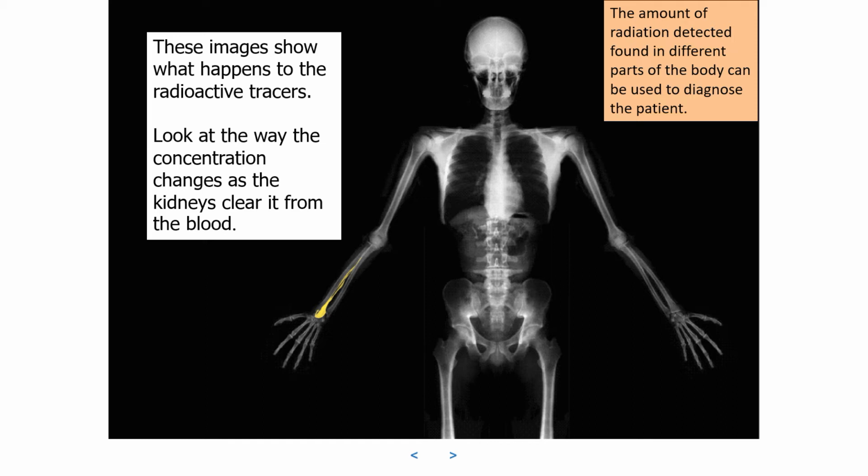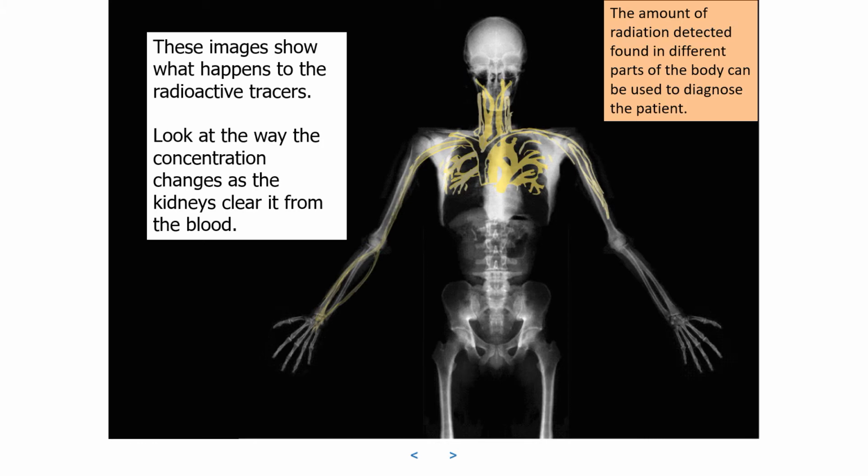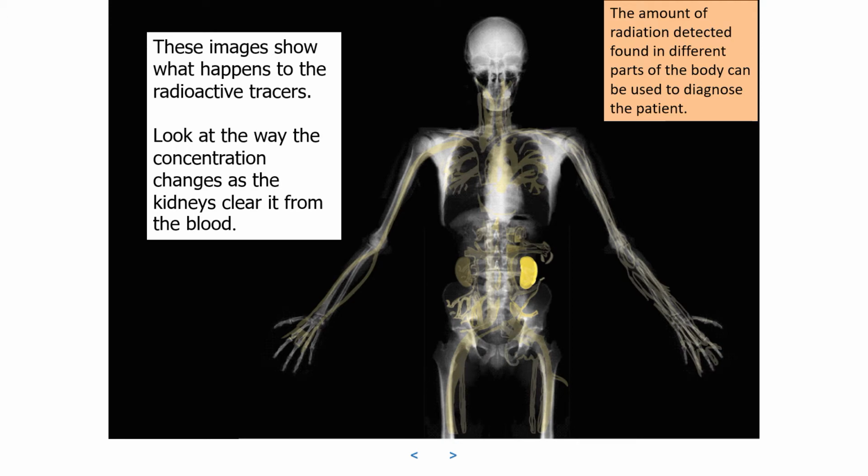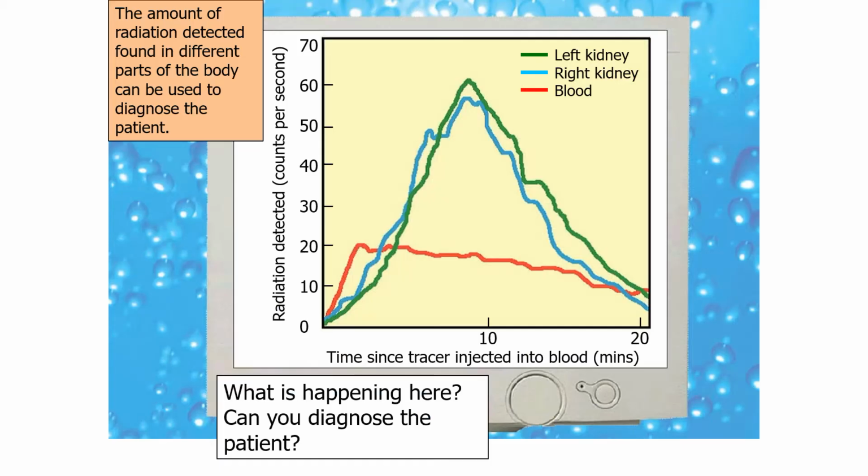The amount of radiation detected in the different parts of the body can be used to diagnose the patient. So you can look at the ways in which the concentration changes as the kidneys clear it from the blood. You can see in these particular situations what's going on, and the points where the radioactive isotope is accumulated in different parts of the body. So what's actually going on?